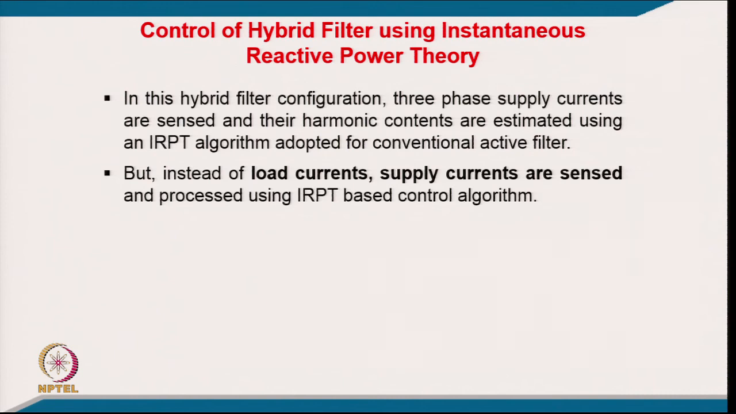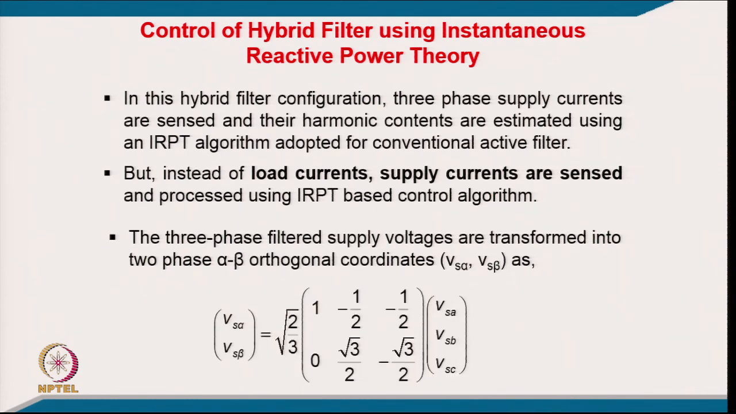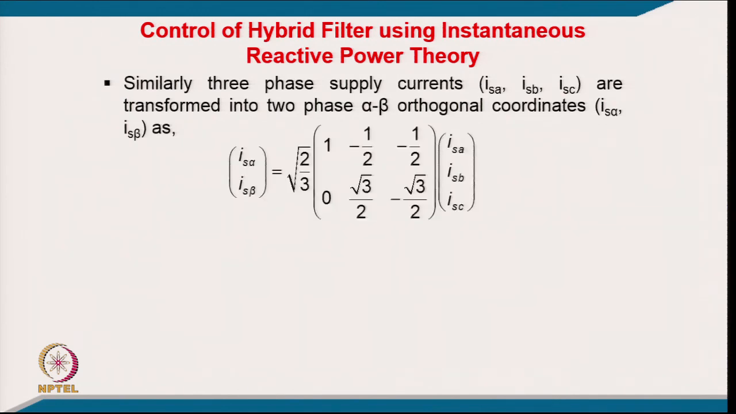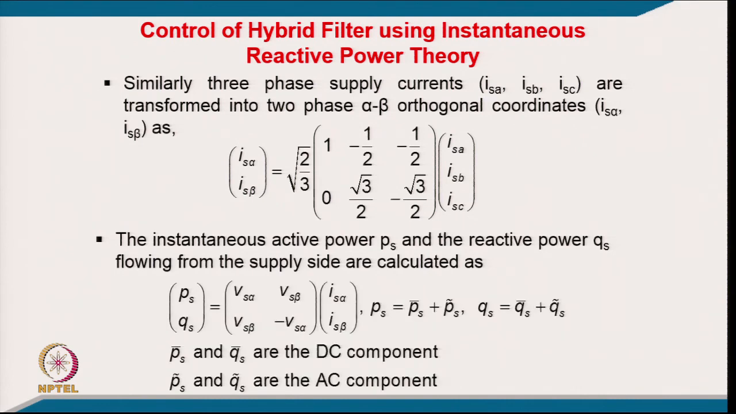But instead of load current, supply current is sensed, and processed using an instantaneous active power theory based control algorithm. The 3-phase filtered supply voltages are transformed into the 2-phase alpha beta coordinates, from V ABC to V alpha beta, and similarly the 3-phase supply currents are transformed into alpha beta components. Then we calculate the instantaneous active and reactive power from this relation, which consists of AC and DC components.